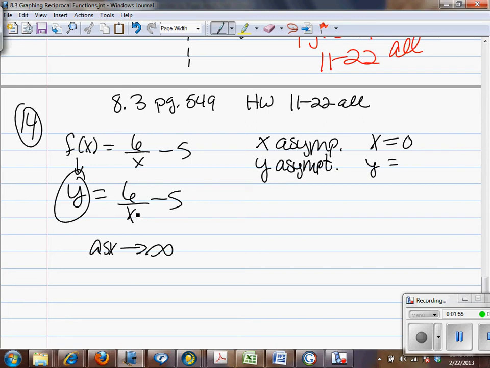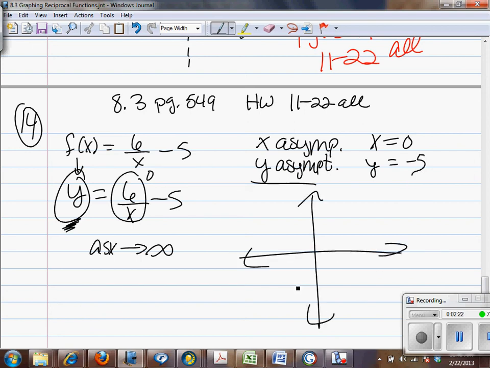So think of this as if x were 1,000,000, what's going to happen to the entire function? This fraction right here is going to go towards 0. But I'm looking at the y asymptote, the whole function. So if this is going towards 0, I could just replace that with 0. 0 minus 5, that means my y function is going to be going toward negative 5.